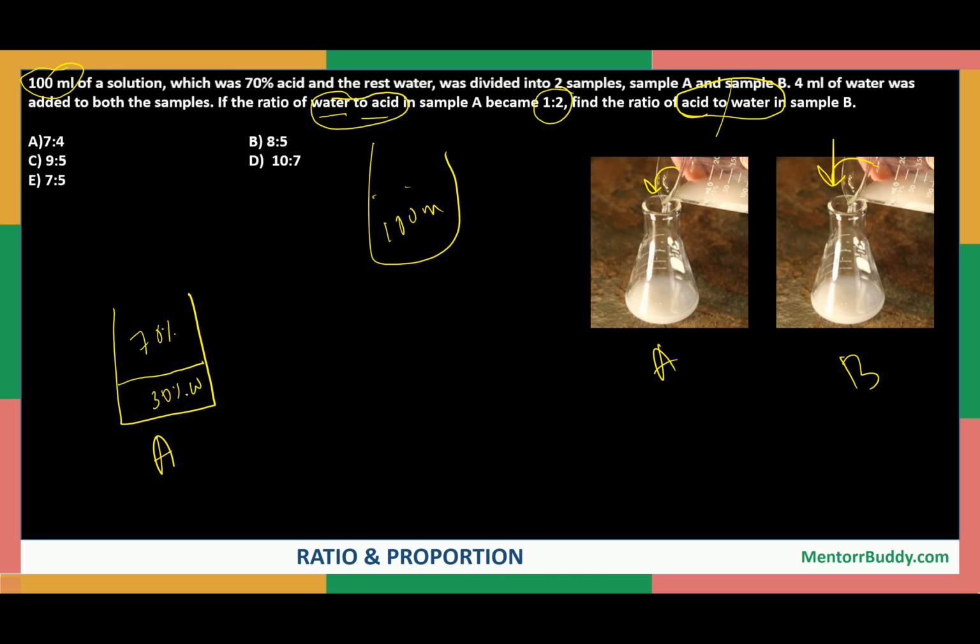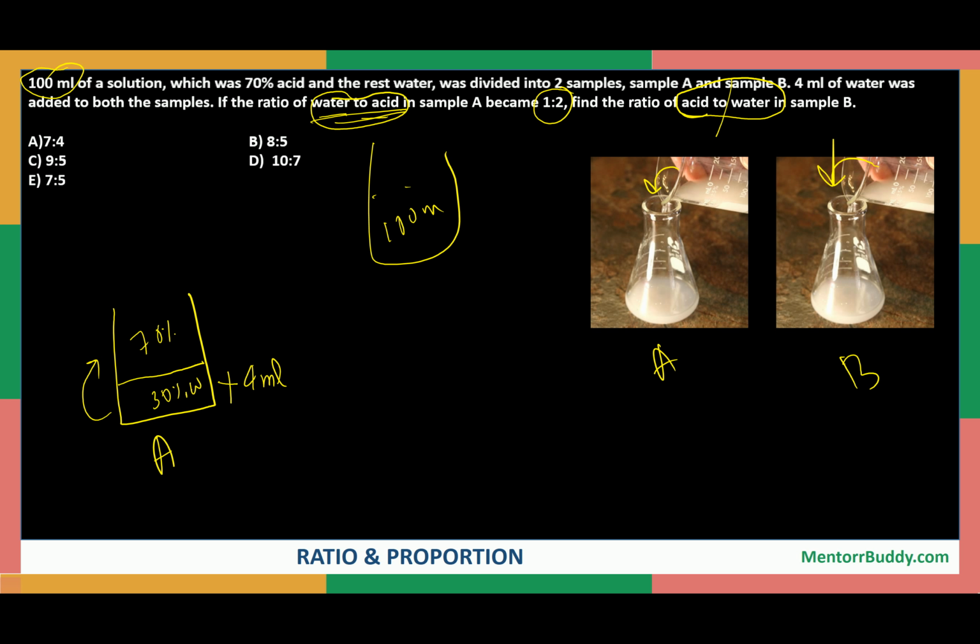Clear? Now see, if the acid and water are given in percentages, it is quickly visible that the water to acid ratio is 3:7, that is 30/70, 3:7. But after adding 4 ml of water, this ratio, water to acid, becomes 1:2, right?